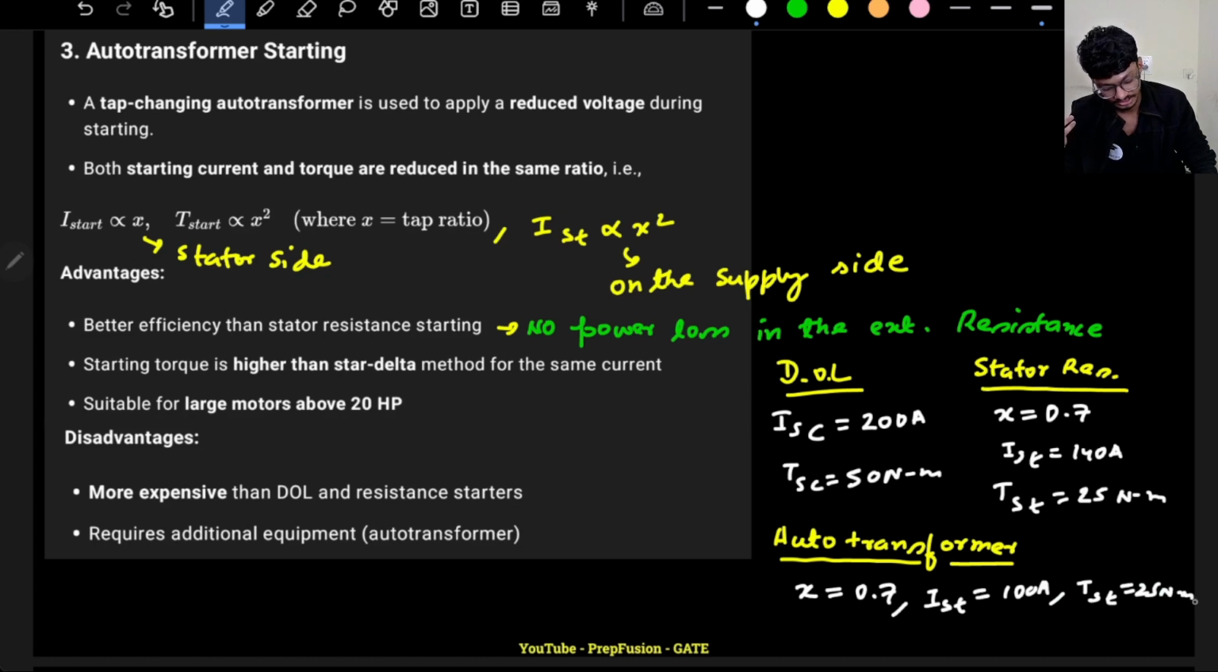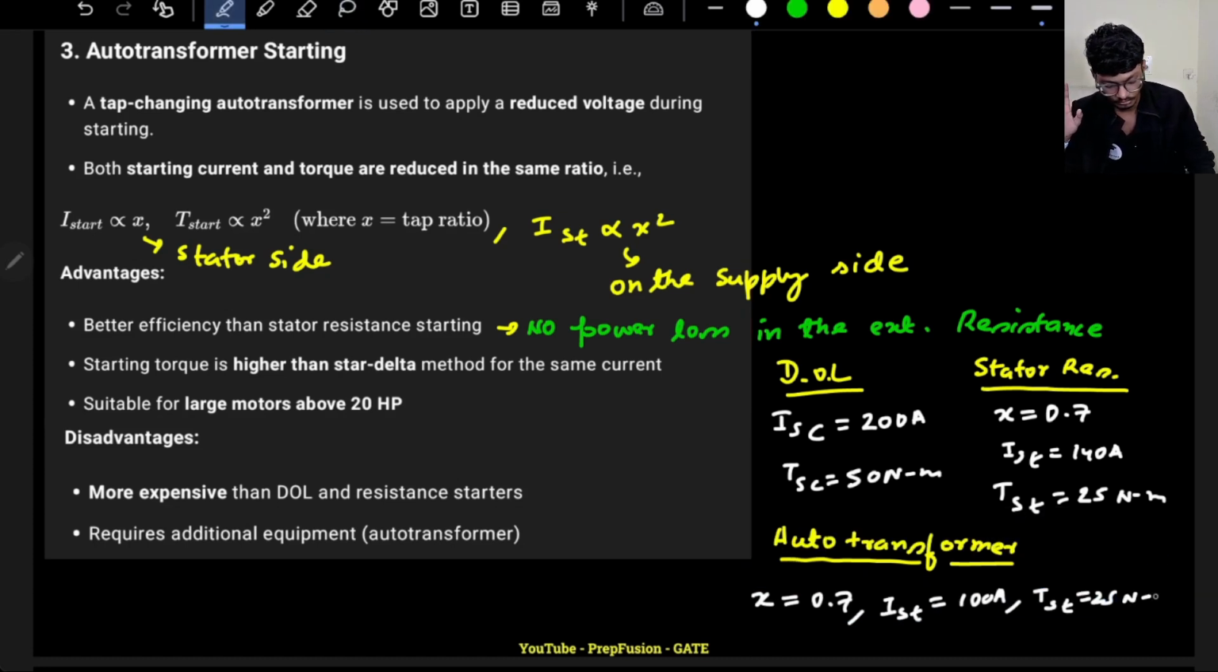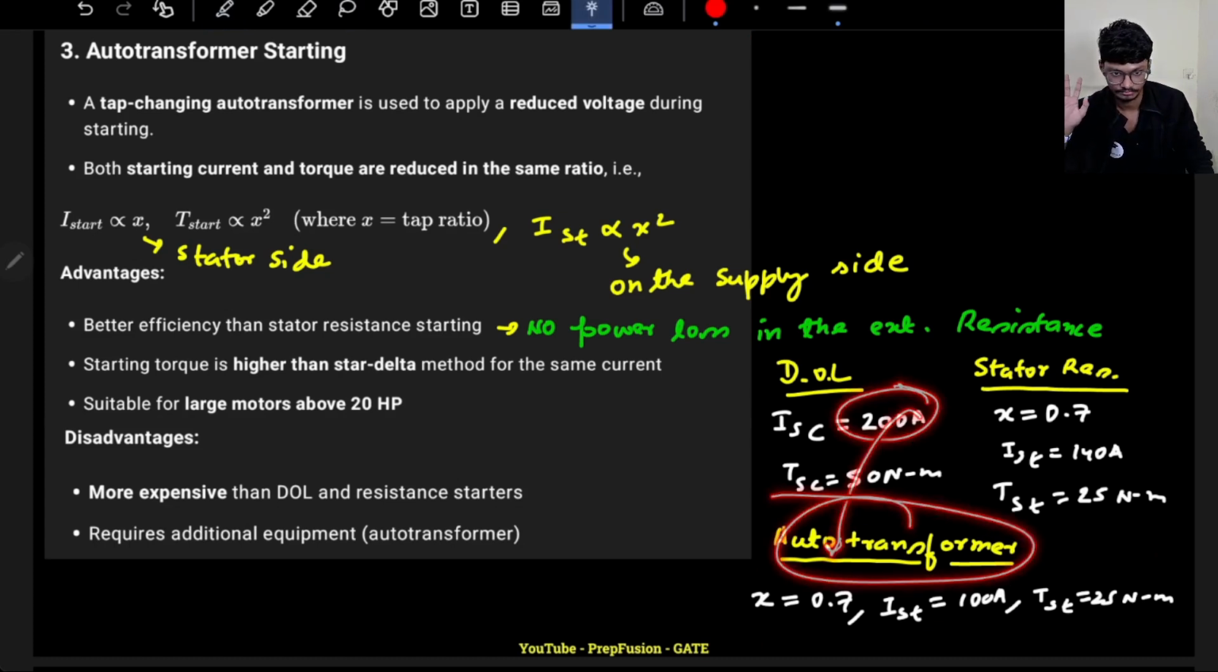So even though there is reduction in starting torque by a good amount, the starting current is also getting reduced. So that is the good thing about the auto transformer starter. Also for higher currents, right? 200 amperes may not be suitable in supply. So we have to anyways use the auto transformer.